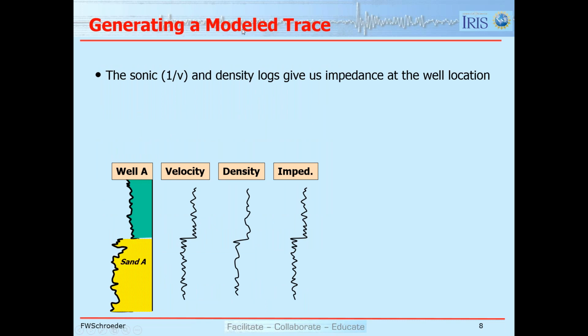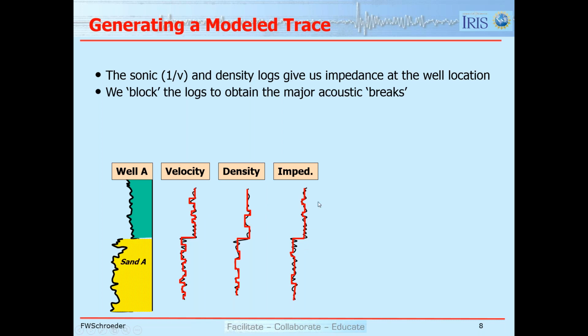So to generate a modeled synthetic trace, here we have well A. This is the lithology, shale on top of sand. This might be what the velocity data looks like. Shales in this instance are slightly higher velocity than the sands. The density is a little higher in the shales, a little lower in the sand. That might be because we have gas in the sand. And if we multiply velocity times density, we can compute what the impedance log would look like.